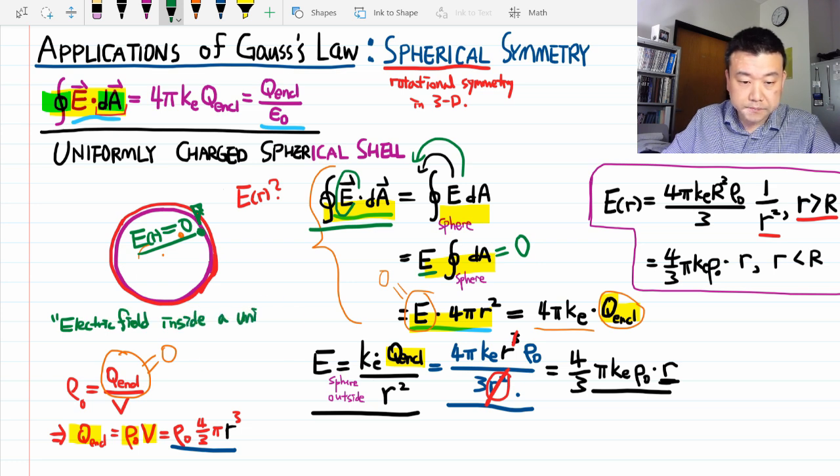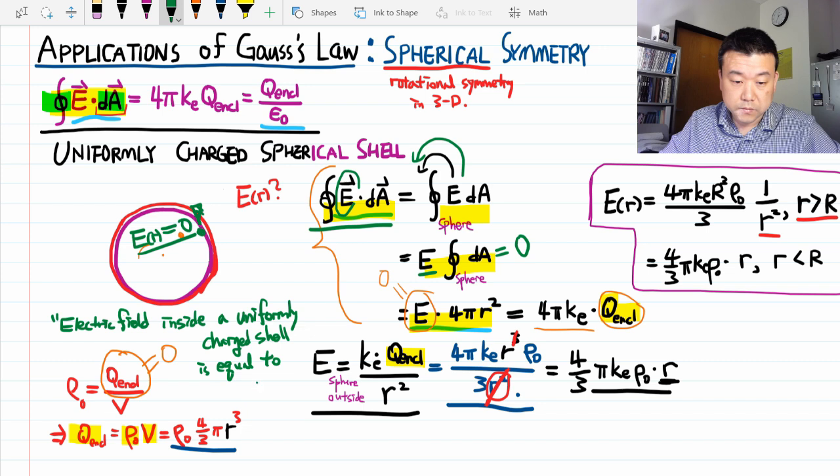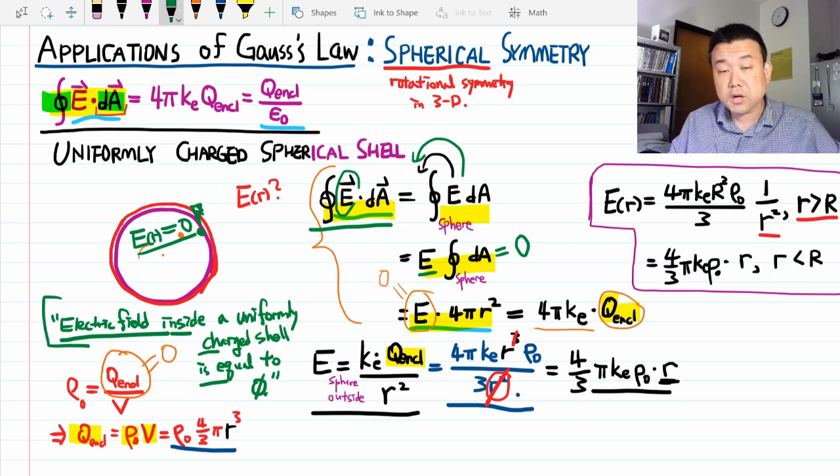This is the result that I wanted to highlight for you: the electric field inside a uniformly charged shell is equal to 0. The derivation is interesting. If we had to do this by integral, it would have taken a lot of work and would have been very difficult. With Gauss's law, it's a very simple argument we had to go through to be able to claim this very broad statement.